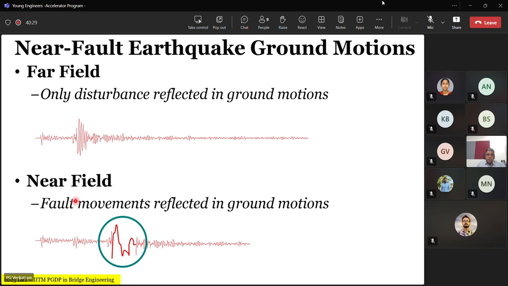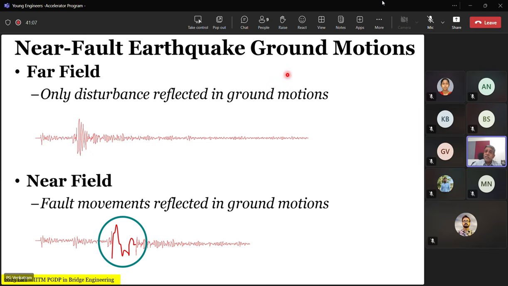Okay. So how do we as engineers distinguish the near field ground motions from far field? Basically, far field earthquakes are what we normally design for. Please remember that unless you have a very active fault close to the bridge structure that you're designing, you will have very little of near field design effects to be considered. Okay. So in far field, you only see the disturbance reflected in the ground motion.